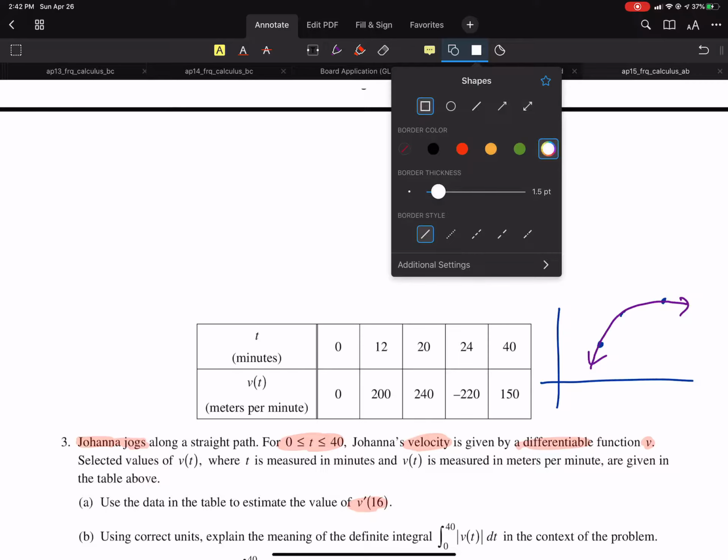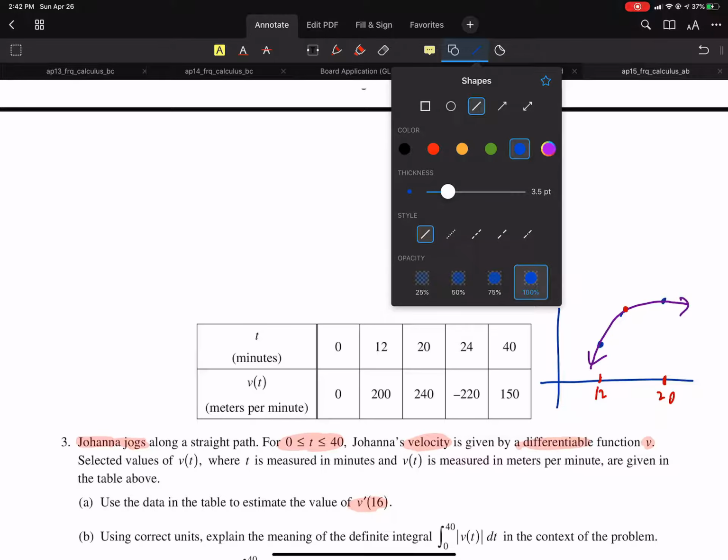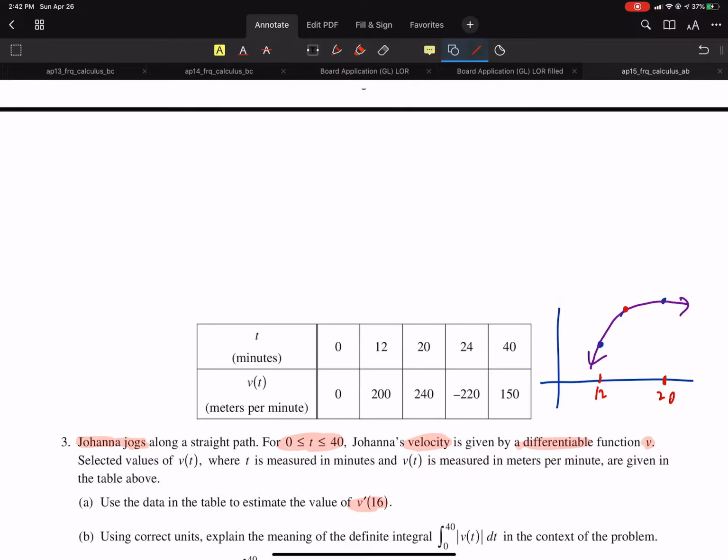and they want us to approximate the derivative. I'll make up some numbers here. They want it at 16. So imagine this was 12 and this was 20. So they want to approximate the derivative at 16, which would be the slope of that line. So I will do a red line. They want us to approximate the slope of the tangent line, aka the derivative at 16.